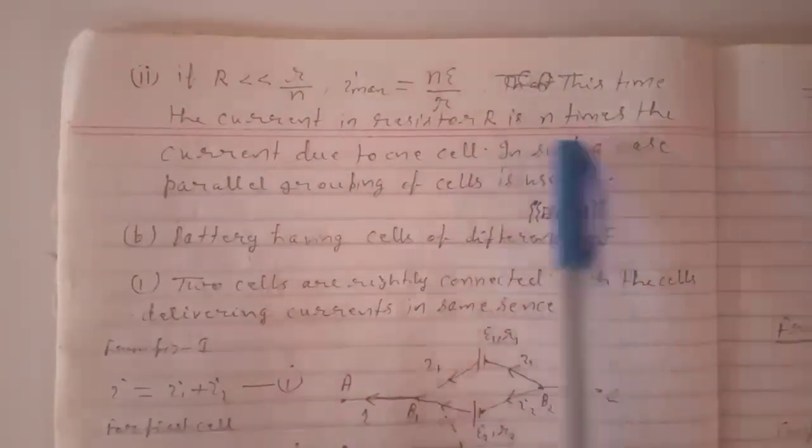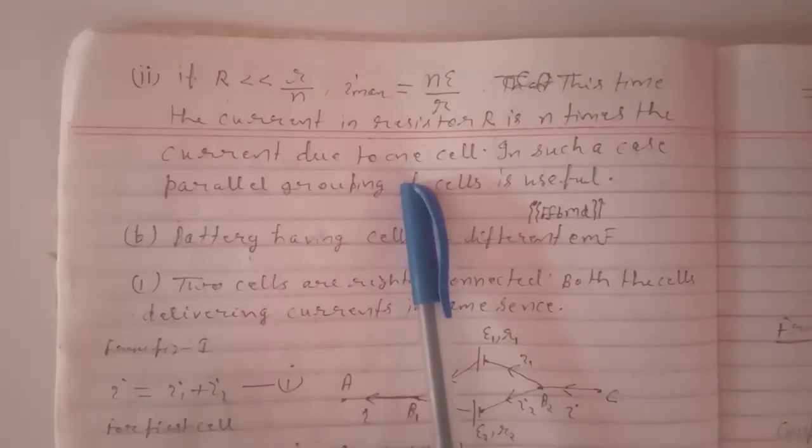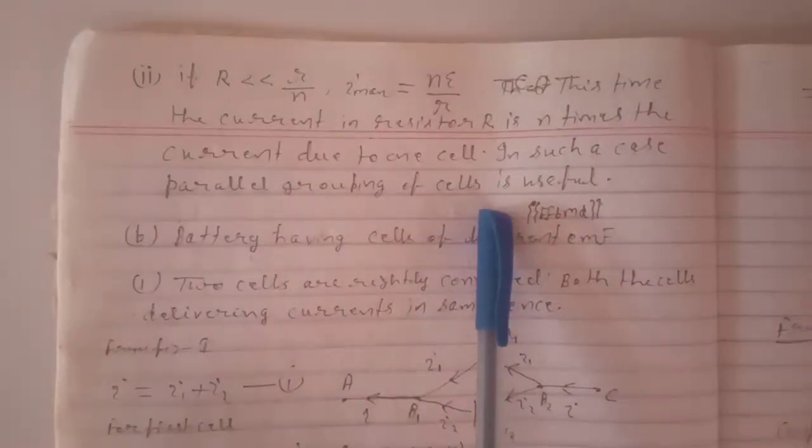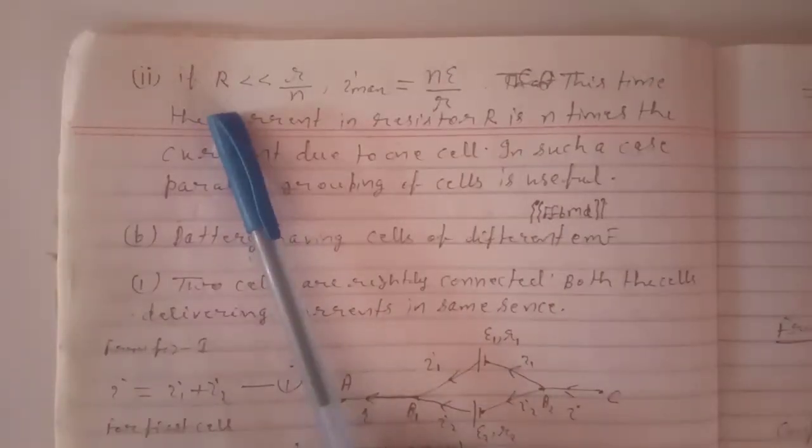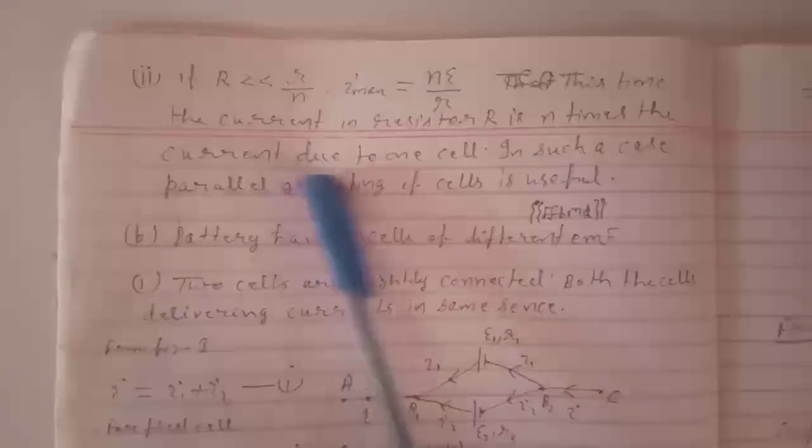Now if R, that is external resistance, is very less than R by N, so I max is equal to N epsilon by R, and this time the current in resistor R is N times the current due to one cell. In such a case, parallel grouping of cells is useful, that is, when external resistance is less than R by N, then parallel grouping is useful for us.